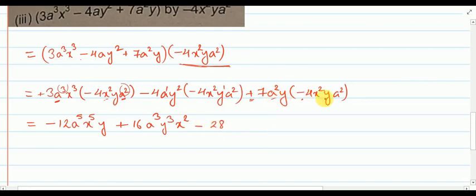Then here a square, here a square, power will be added, so you get a to the power 4. Here y to the power 1, here y to the power 1. Okay, so power will be added, so you get y to the power 2, and then x square. Done. So this multiplication is done.